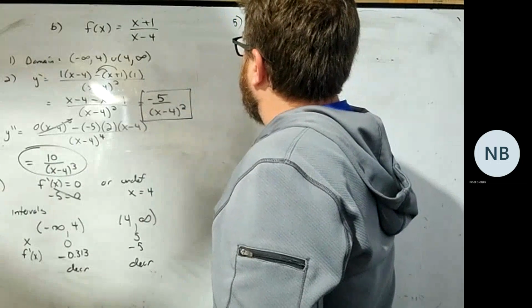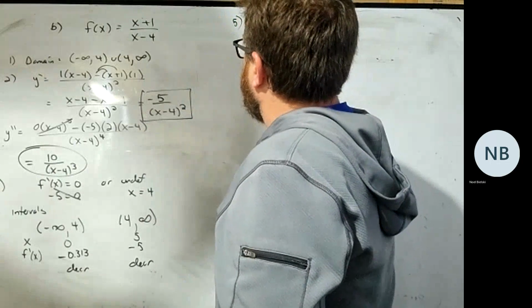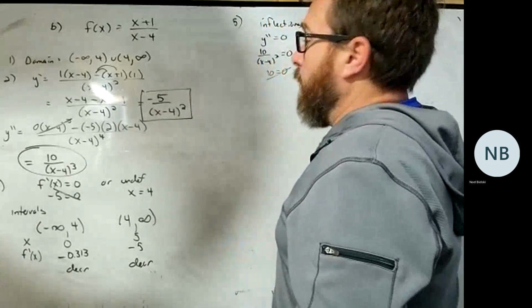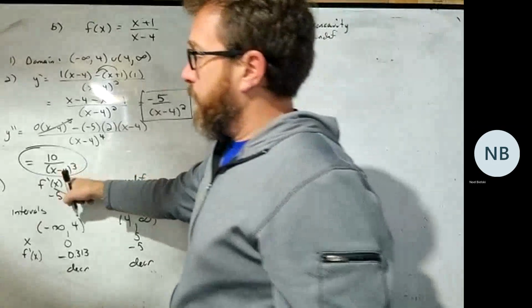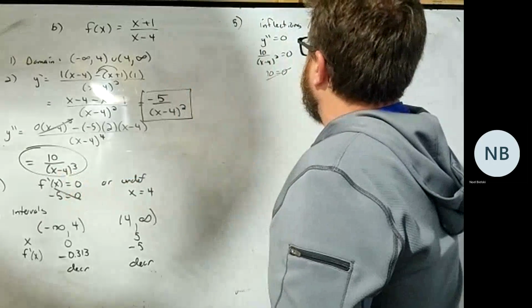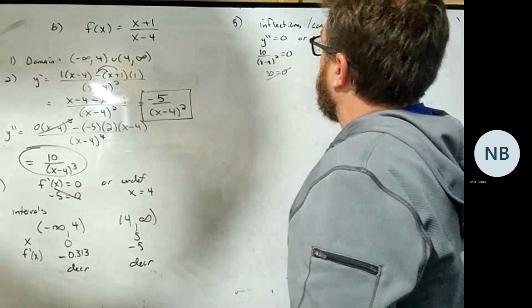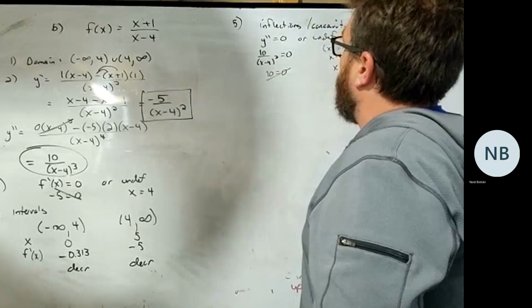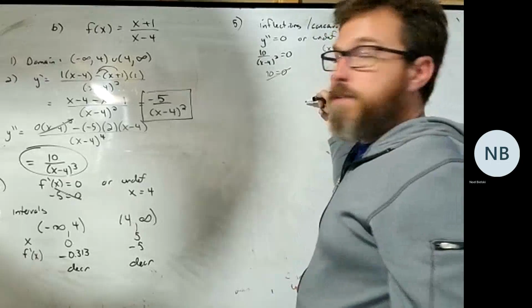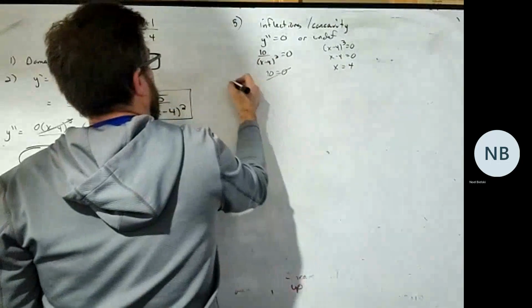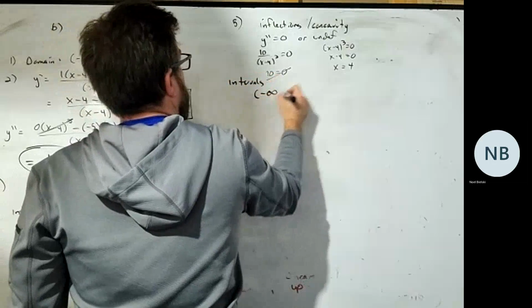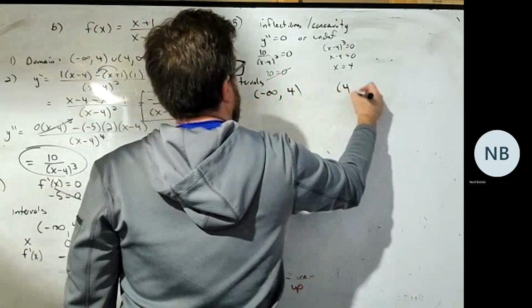10 all over x minus 4 squared equal to 0. This is when 10 is equal to 0, which means no solution. But undefined is when the bottom would be equal to 0. So this is when x minus 4 cubed is equal to 0. Cube rooted, x minus 4 is equal to 0. So x is equal to 4. So it does have an interval that we have to cut. So our intervals for our inflections are going to be minus infinity to 4 and also 4 to infinity.